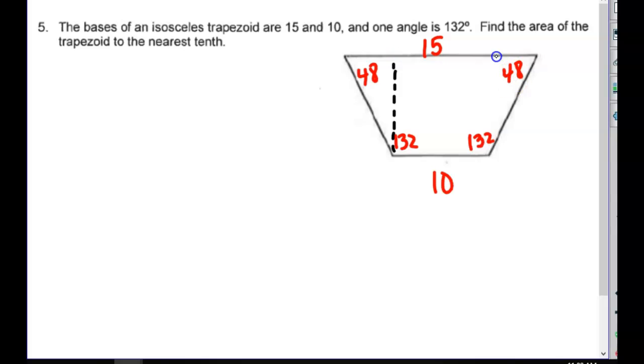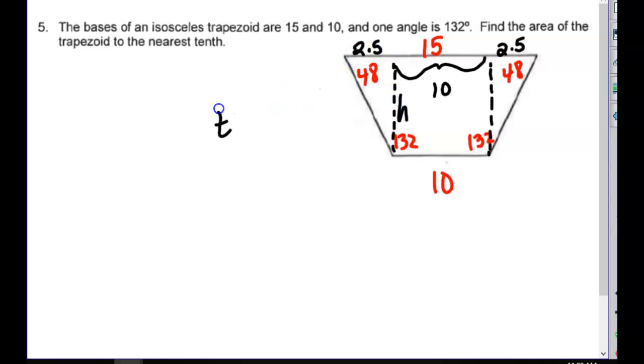What if we make a little rectangle in here? This is 10, so this would be 10. 5 left over would be 2.5 and 2.5. And then you could use this little triangle on the side here to find the height.